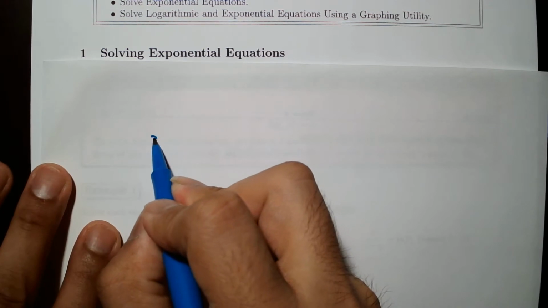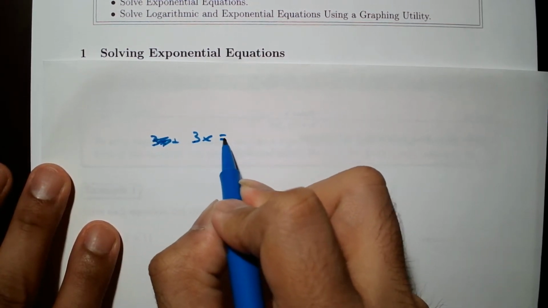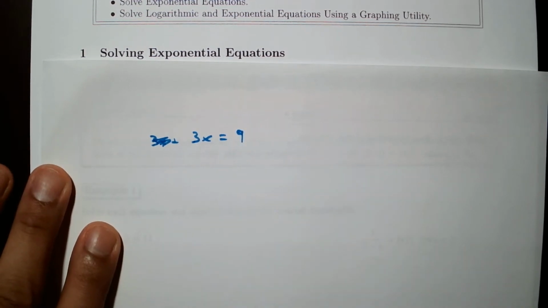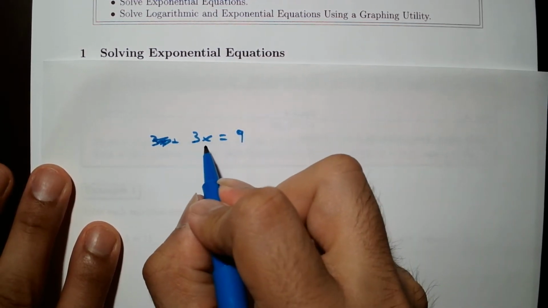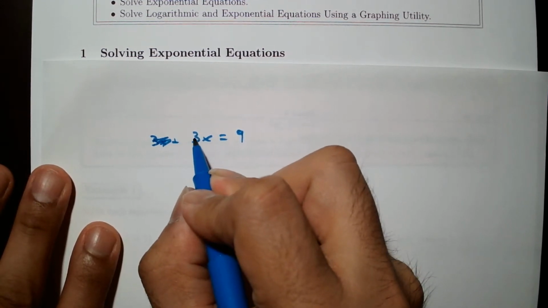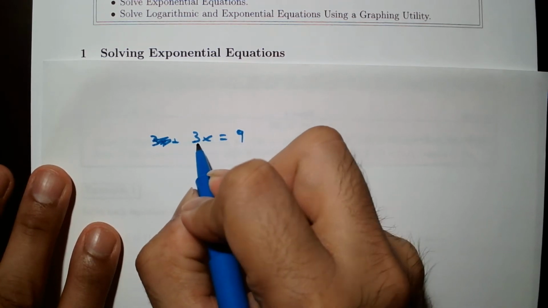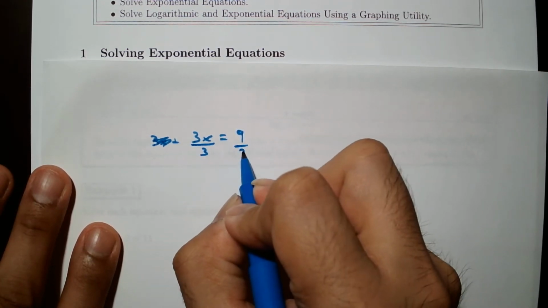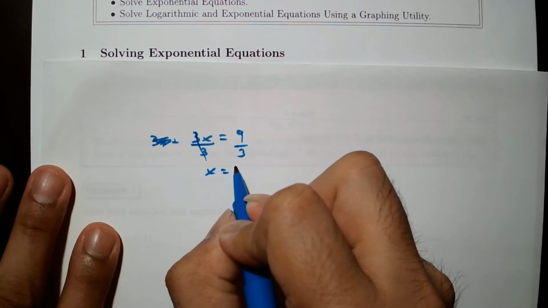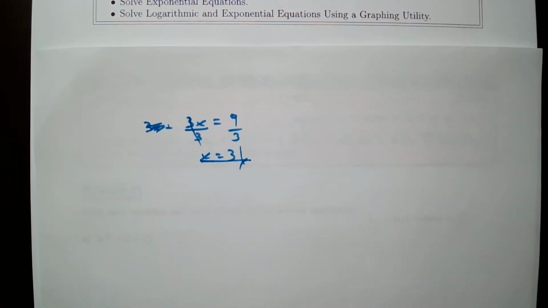For example, if I have 3x equals 9, in order to solve this equation for x, we need to do the inverse of the operation with the number that we have in here. In this case, the 3. So the 3 is multiplying the x. We need to do the inverse, which is divide. All right. So that's what we do.